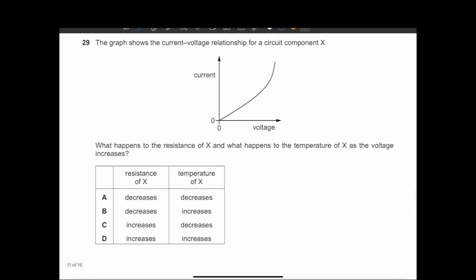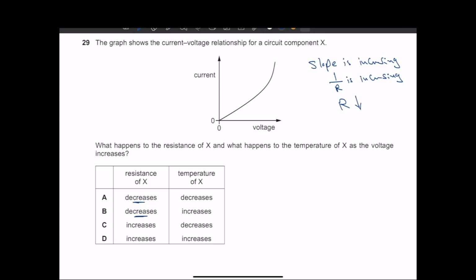In question 29, the graph shows the current-voltage relationship for a circuit component X. What happens to the resistance of X and what happens to the temperature of X as the voltage increases? So here we have, now the temperature, if it was a wire or a thermistor, but anyway, let's think about the idea of the slope first. The slope here represents 1 over R, not R, right? So I can infer from the graph that the slope is increasing. It means 1 over R is increasing. And that means R itself is decreasing, so the resistance is decreasing.